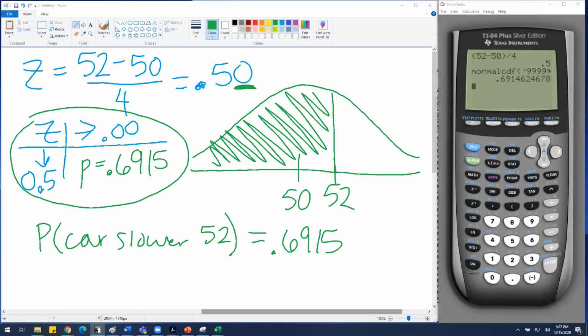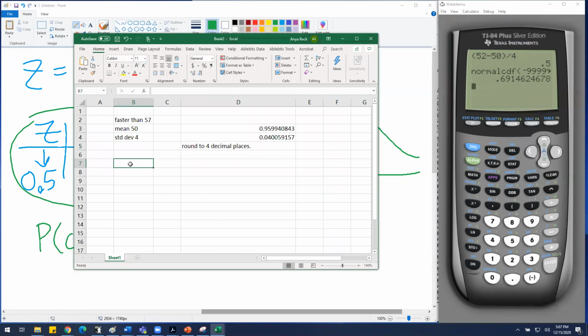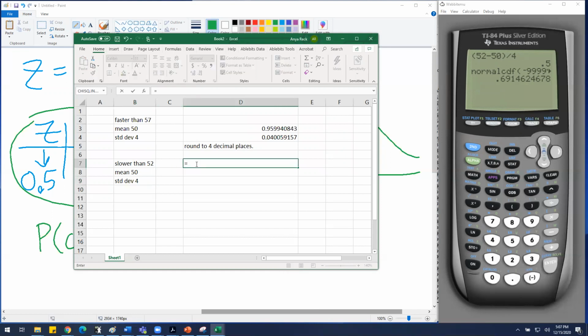If we are doing it in Excel, we want slower than 52 with the mean 50, standard deviation of 4. You type equal, normal distribution, the x, then the mean, then the standard deviation, true for a cumulative distribution, and this is your area to the left, round to 4 decimal places.